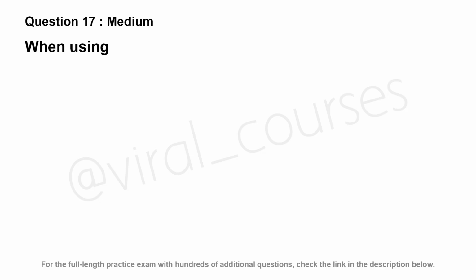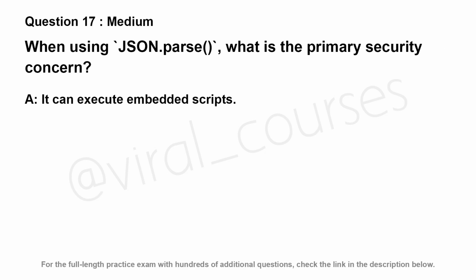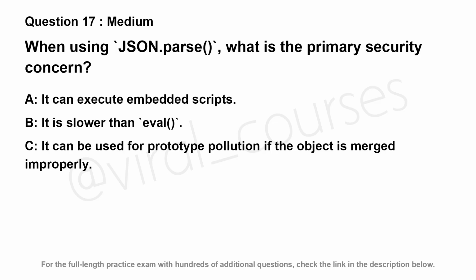When using JSON.parse, what is the primary security concern? Option A. It can execute embedded scripts. Option B. It is slower than eval. Option C. It can be used for prototype pollution if the object is merged improperly. Option D. It doesn't support big integers.